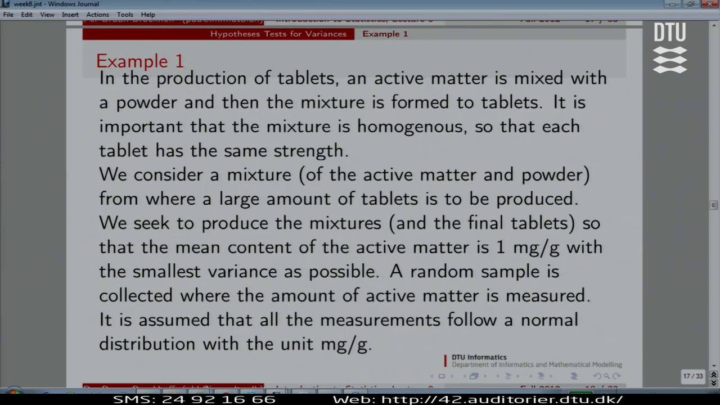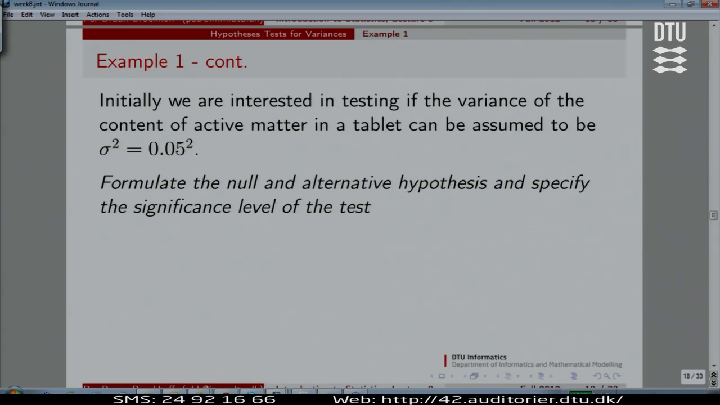and how to do such a hypothesis test for a single variance in a specific example. So let's just shortly recap the story. We are producing tablets in a medical company. The target is 1 milligram per gram, and the variance, of course, should be as small as possible. Now, here is the data as we have seen it.